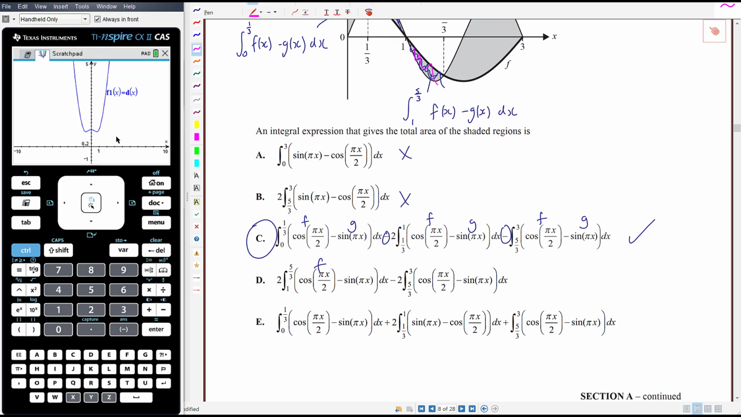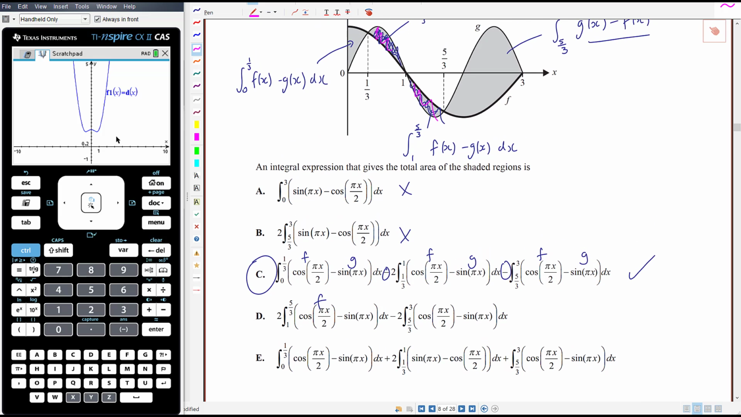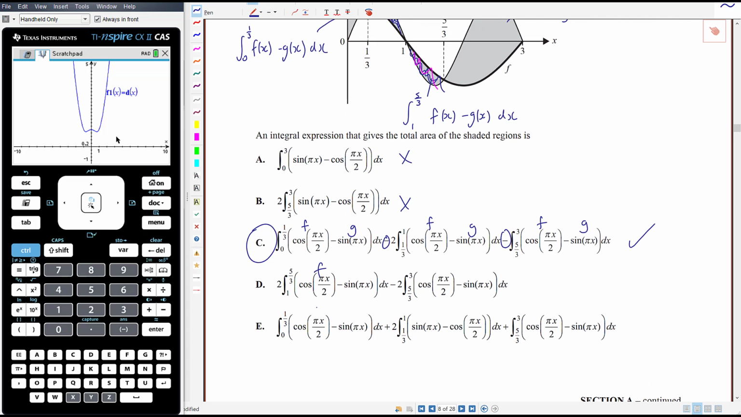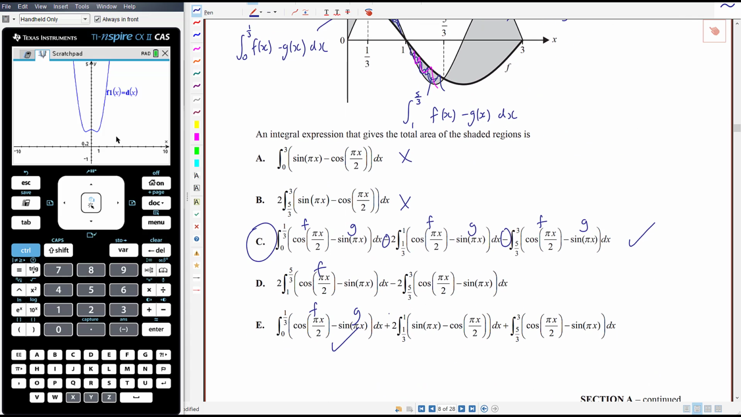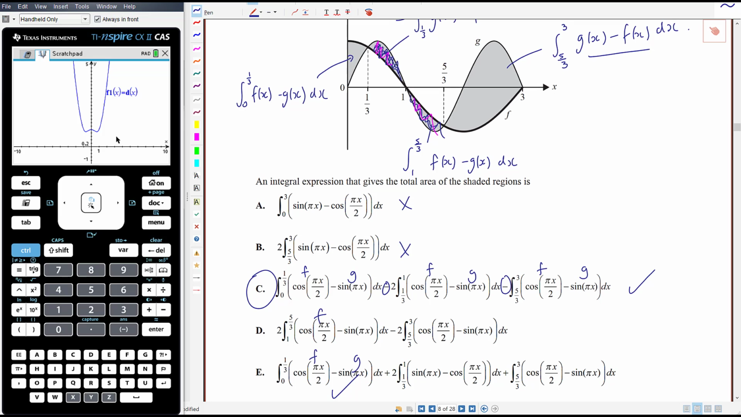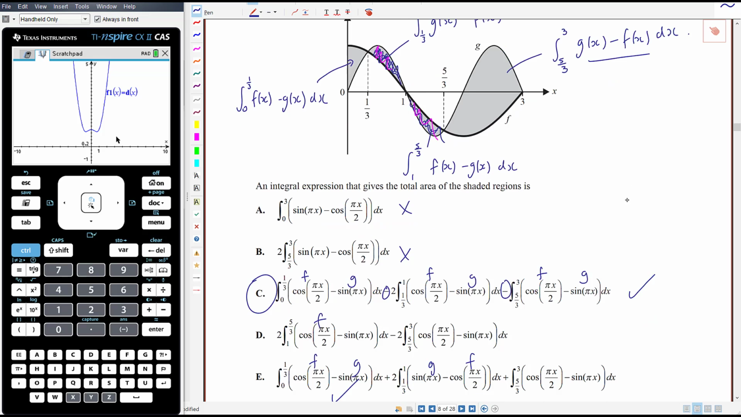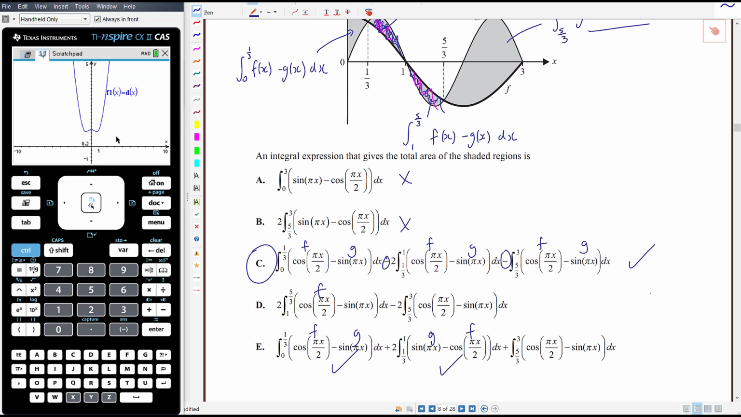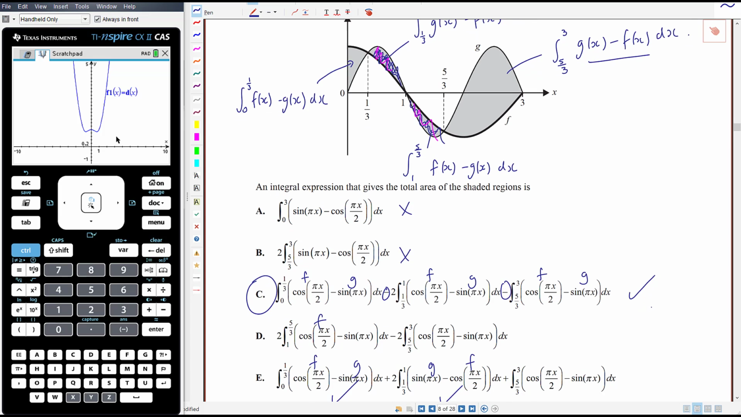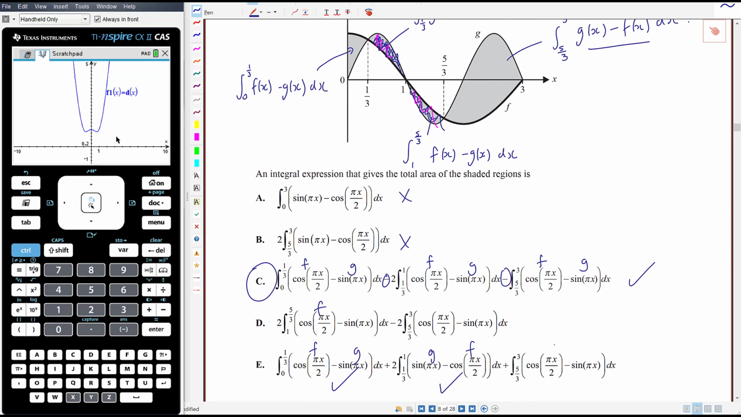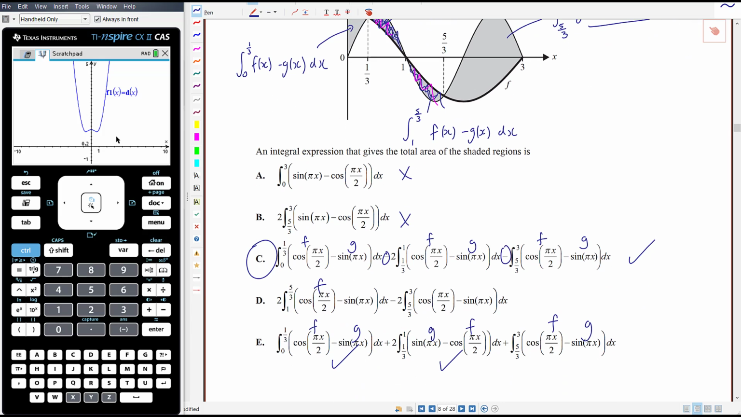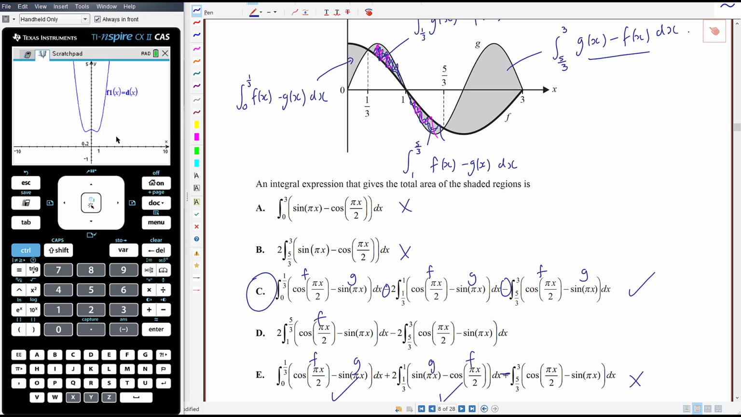And then E, the integral from 0 to 1/3 of, again, which one's which? Cos is f, so that's f minus g. That's correct. Plus 2 lots of the integral from 1/3 to 1 of g minus f. Yeah, that's how I would have written it. So that's also good. That's the 2 bits in the middle. And then the integral from 5/3 to 3 of, now if it's f minus g, you either need to switch these limits around or make it a negative, so it should be minus for that to be correct. So this one's not correct. So C for question 19 should be correct.